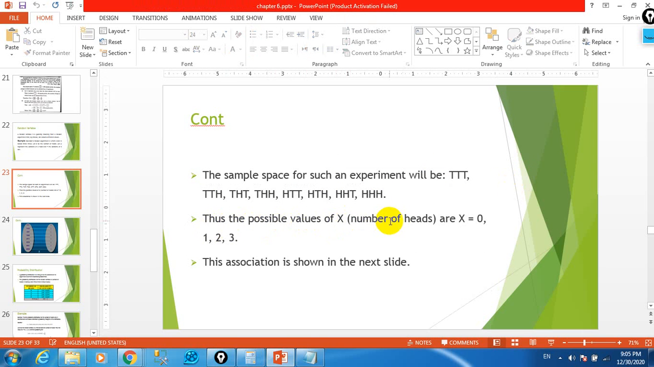So now the possible values of X, the number of heads, are X equal to 0, 1, 2, 3. So when we are taking random variables from this for heads, X is equal to 0 heads, X is equal to 1 head, X is equal to 2 heads, X is equal to 3 heads. So we will find the values of this X. So how will we find? The association is shown on the next slide.